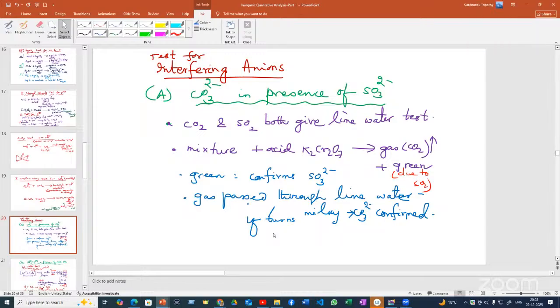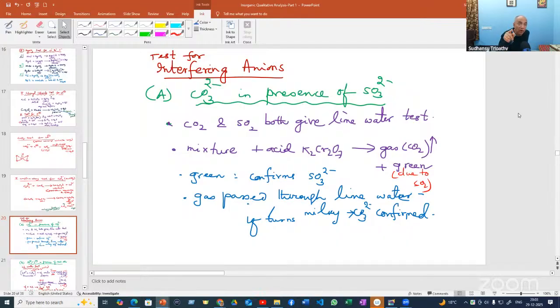Yes, sir. Now, I was telling you about interfering radicals. Sulfite and carbonate both give the lime water test. SO2 is produced from sulfite, and carbon dioxide is produced from carbonate; both give a positive lime water test. If both are present, how do we detect them? Sulfite can be easily known because the smell of the gas is typical, burning sulfur smell, not colorless or odorless. But if carbonate is also there, it will be difficult unless you kill the sulfite ion.